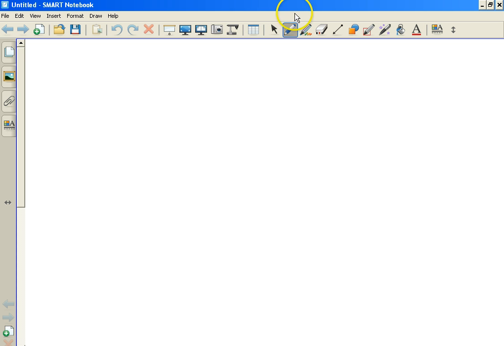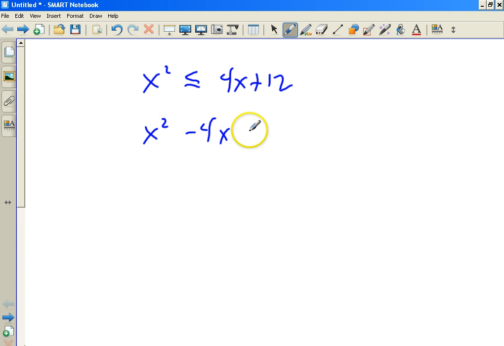How do you solve for x if x squared is less than or equal to 4x plus 12? Move all that stuff to the other side. Treat it like an equation. If it said equal to, you'd set it equal to 0 and factor, right? Do the same thing. So x squared minus 4x minus 12 is less than or equal to 0.